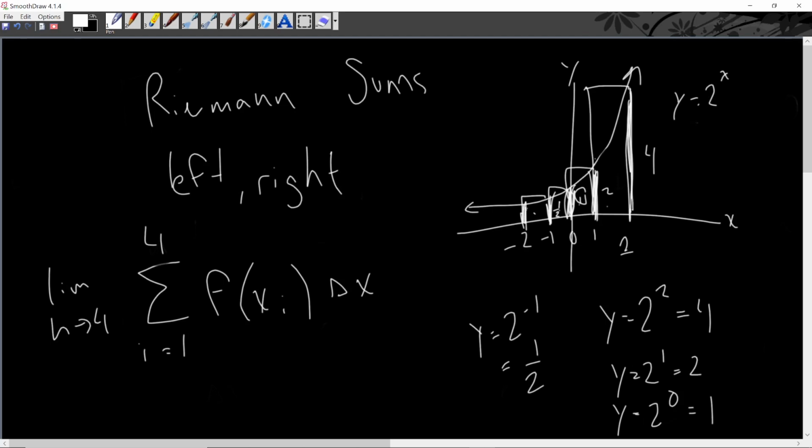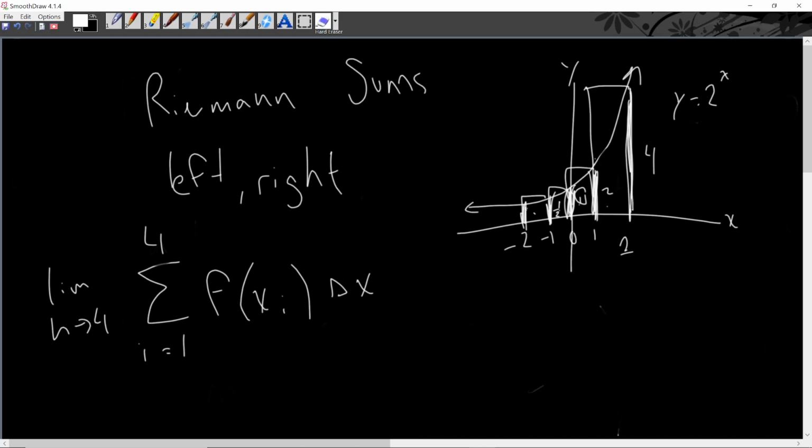I don't know what I'm on right now. It is getting late. We're not doing triangles, we're doing rectangles. Okay? So now let's do rectangles.